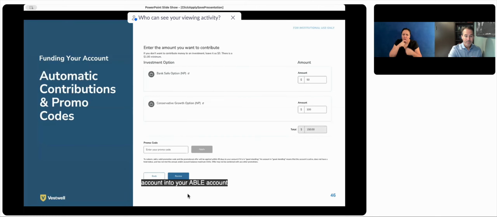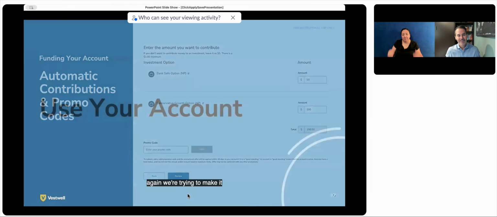You don't have to. Here you see that little place for a promo code. You might have gone to an event where ABLE was at and they gave you a promo code that has some dollar figure attached to it. You can enter it there. It's very easy, and then that money will be put into your ABLE account. So again, we're trying to make it easy for you to put money in and take out of your ABLE account. Go to the next slide, please.